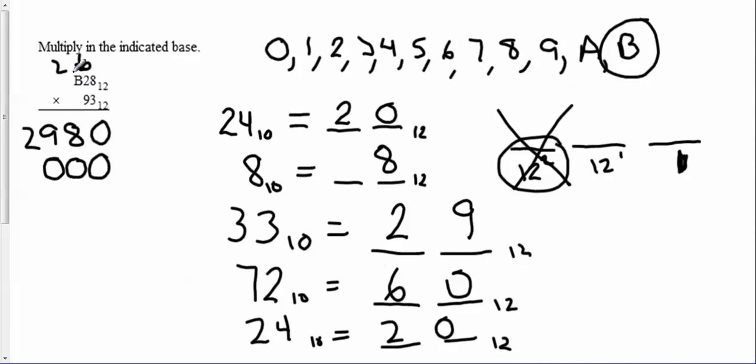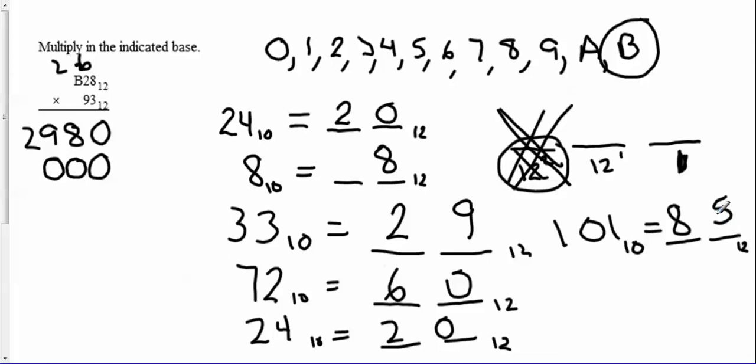9 times b is 99, plus 2 is 101 in base 10. We still don't need the 144, but we need groups of 12 and groups of 1. So 12 goes into 101, I believe, 8 times, gives you 96. 8 times 12 is 96, and we have 5 1s left over. So we put a 5 there and an 8 there.